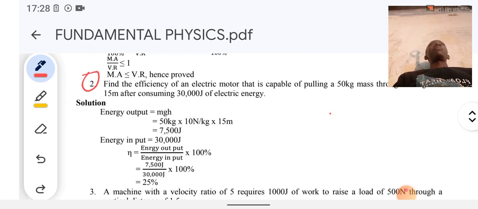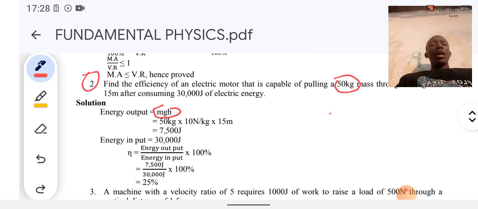Given our mass, which has been given in the question, is this one here. Our gravity, we know that generally is 10 on Earth. The gravitational pull on Earth is 10, we know that. Then the height given in the question here is 15 meters. Okay, after correcting the data there, you plug in the formula. After you plug in the formula, you do this. After doing that, you multiply. After multiplying, you should get something like that. Okay, so the energy input is this one given in the question here, saying that it consumed 30,000 joules of energy.